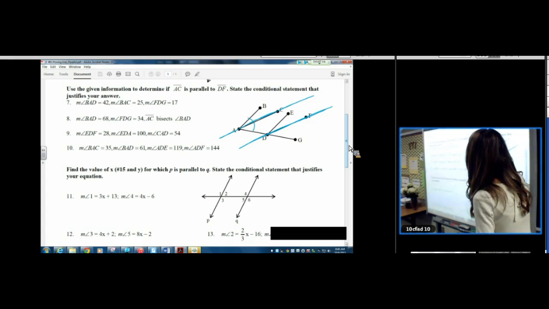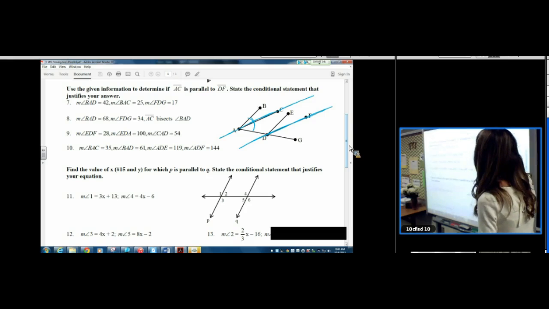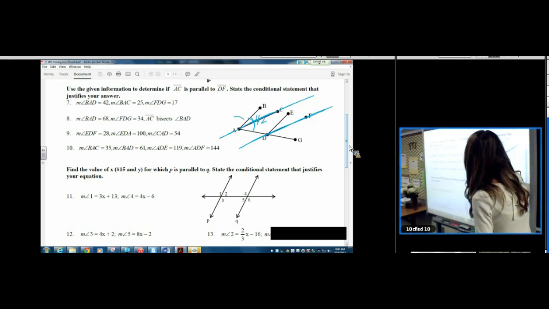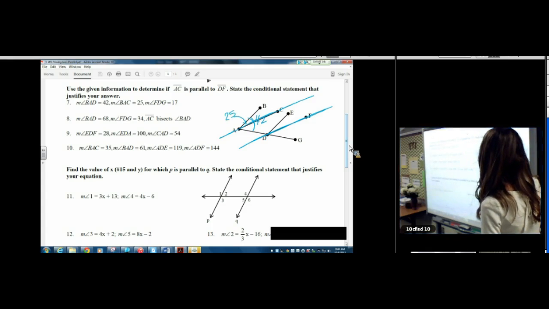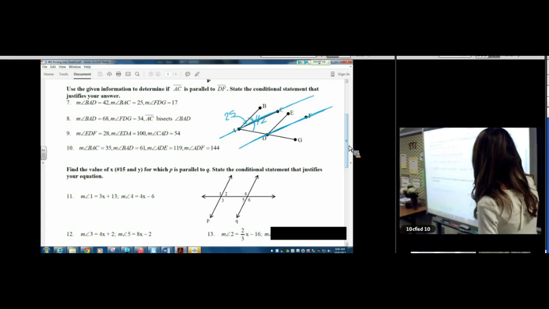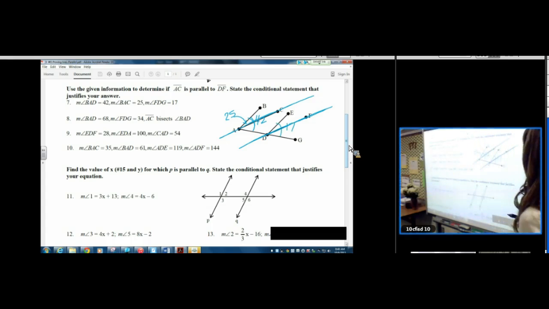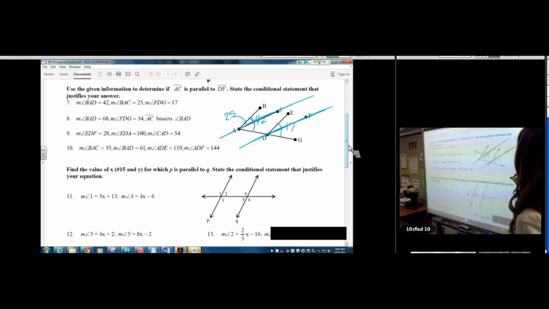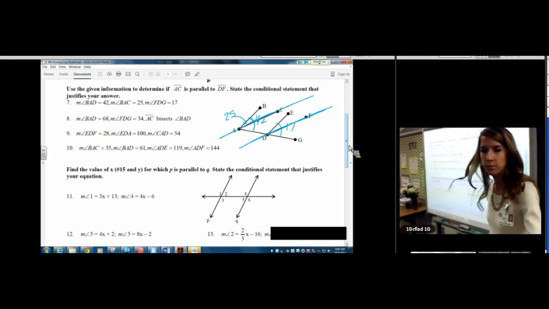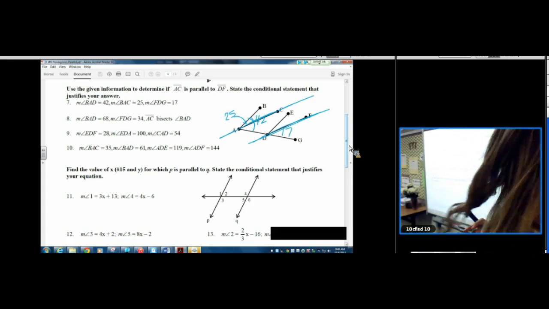Angle BAD is 42. So this whole angle, I'm going to put an arc because it's the whole angle, is 42. BAC is 25. I'm just going to put a little arrow because I'm running out of room. That one's 25. And FDG is 17. Oh, sorry, right here. Okay, much better. That's where the 17 goes.